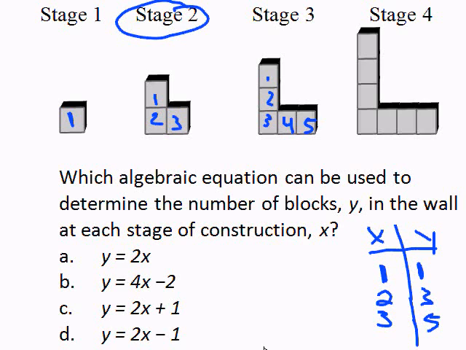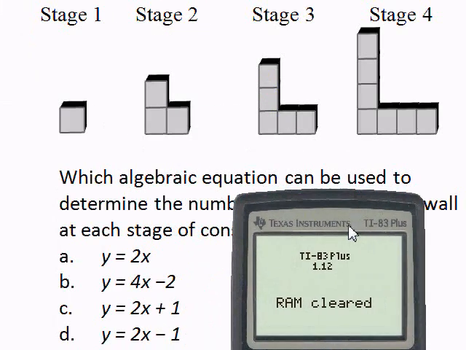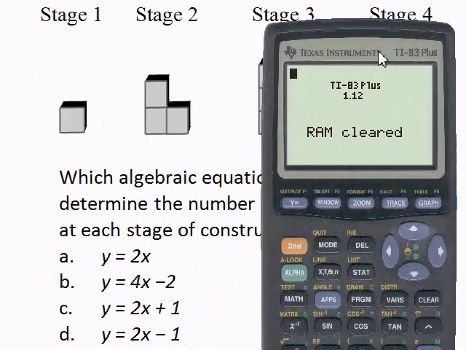Now, we can either work this as we did in the past by substituting A, B, C, and D, each one separately into the calculator, and then seeing which one matches our table. Or you can substitute in your x values and see which one gives you the correct y's. What I'm going to choose to do is substitute them into the calculator and see which one matches the table we got.